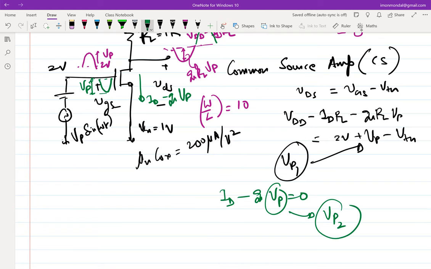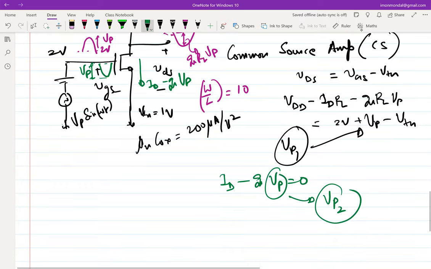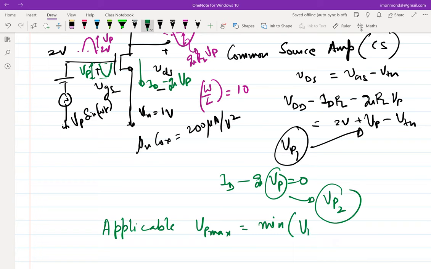Okay. So if you are to stop here, then you would say that the maximum amplitude of the sinusoid that I can apply will be the minimum of VP1 and VP2, so that the transistor neither goes out of saturation region nor goes into cutoff, right? So your applicable VP max will be the minimum of VP1, VP2. Yes.